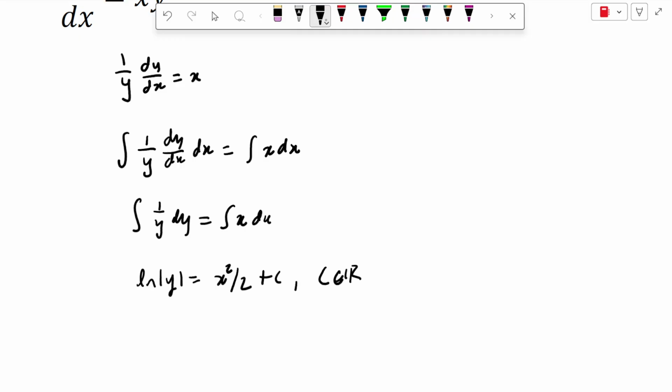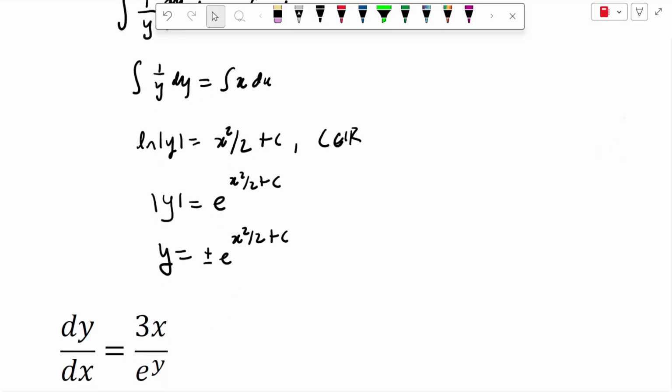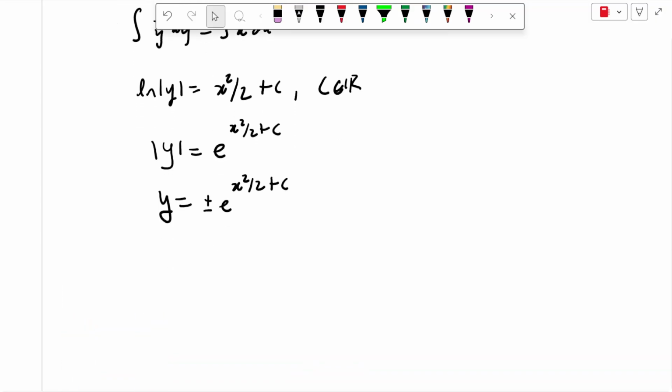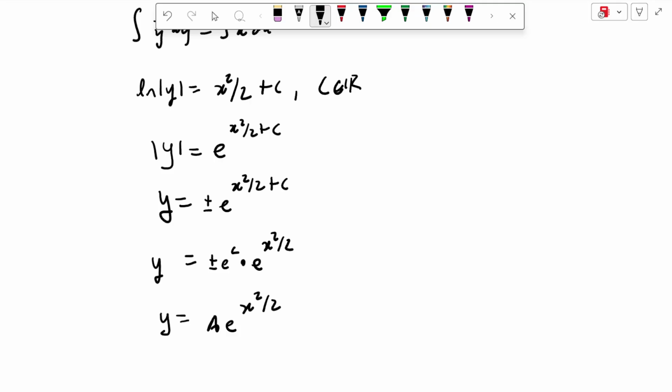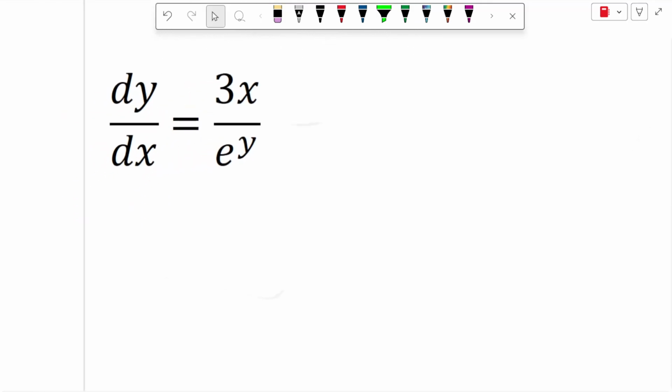C is in R. And then you can raise e to the power of both sides. So mod y is e to the x squared over 2 plus c. You can go y is plus or minus e to the x squared over 2 plus c. And then you can split it out. So you can go plus or minus e to the c times e to the x squared over 2. And so we call that thing a e to the x squared over 2. So a is plus or minus e to the c. Done.